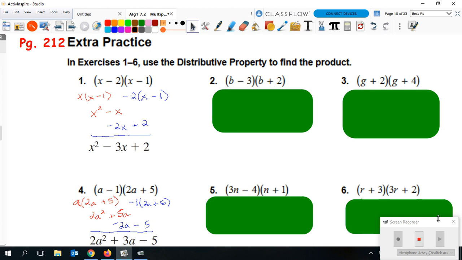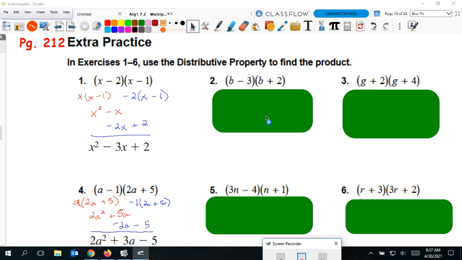All right, so go ahead and pause the video at this point and do these other 4 that are in this section, 2, 3, 5, and 6. Multiply those binomials and then play it to check your answer. All right, so hopefully you have answers for 2, 3, 5, and 6. Let's go ahead and check to see if you were able to do these correctly.